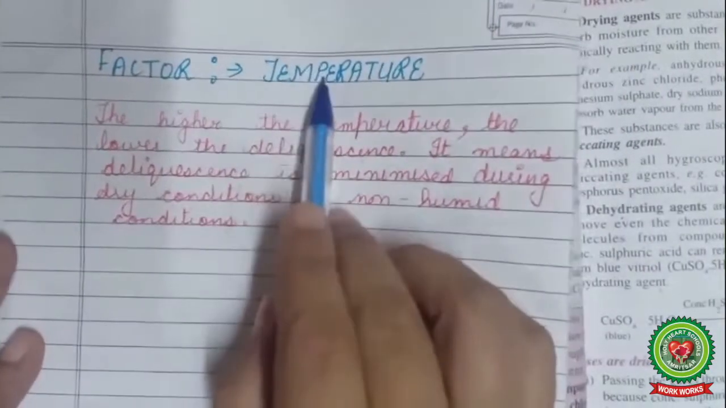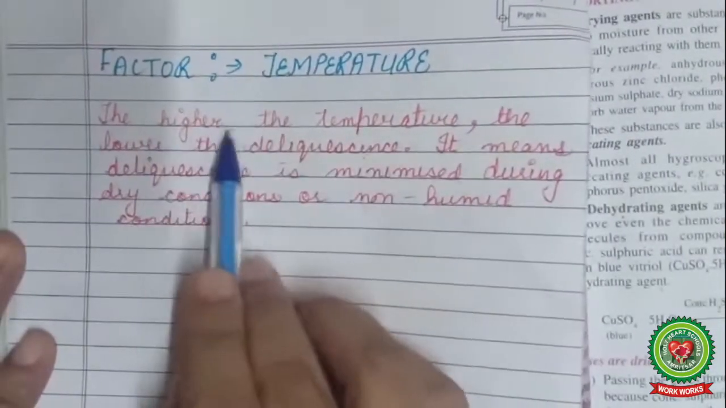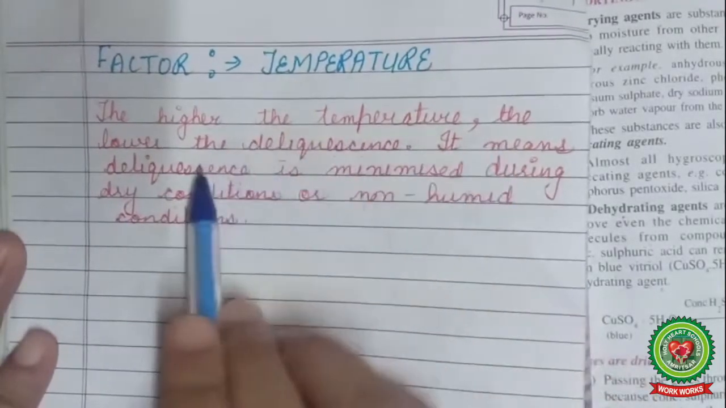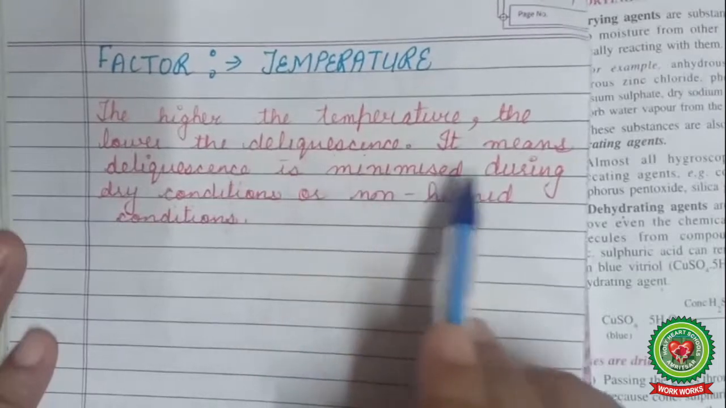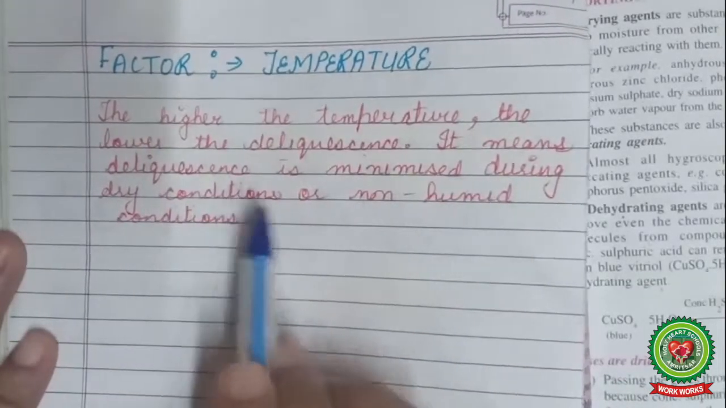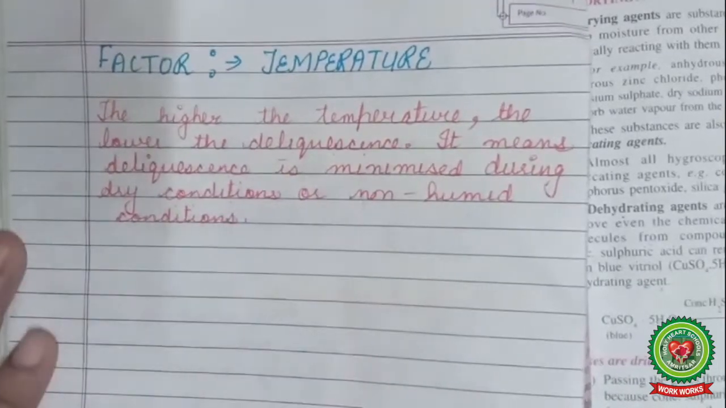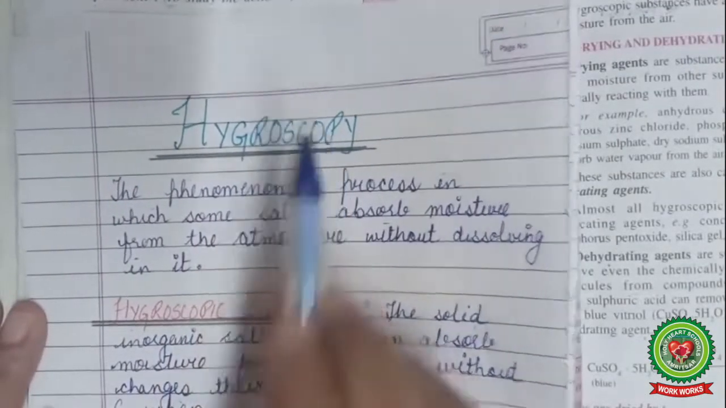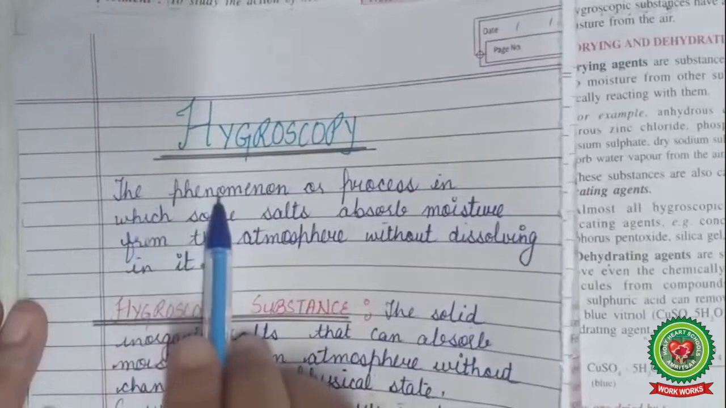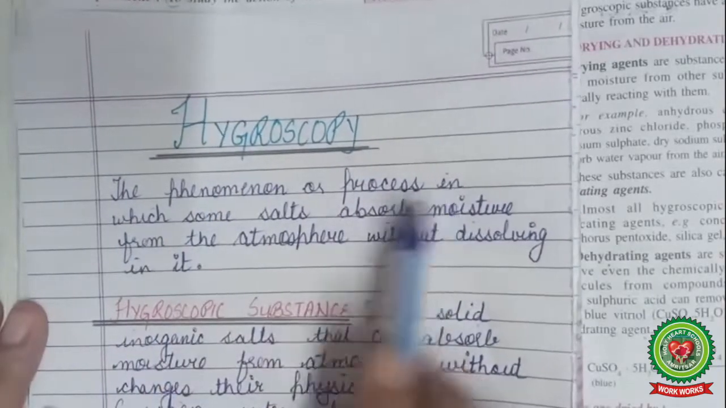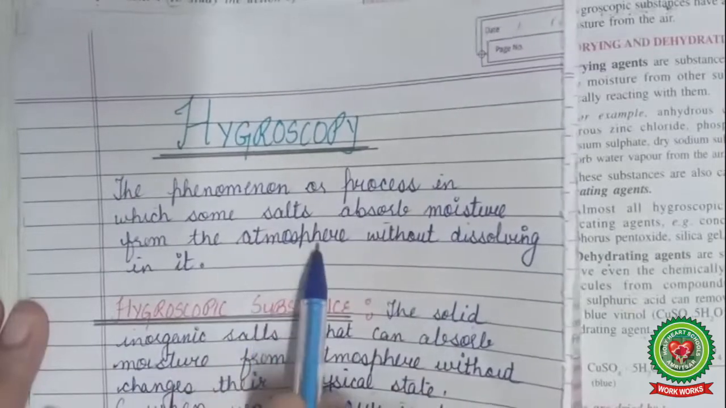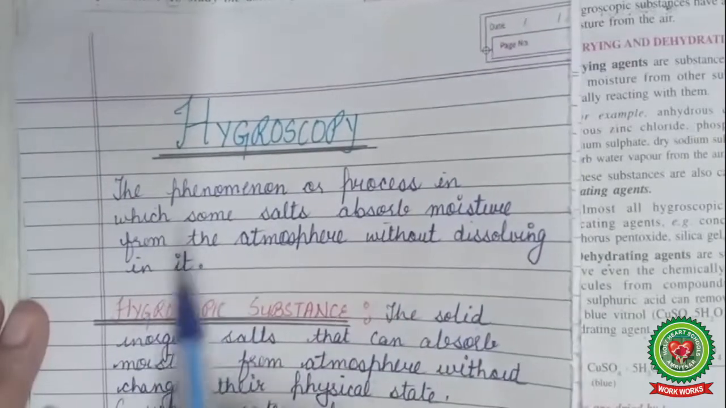Now, coming to its factor, again temperature. The higher the temperature, the lower the deliquescence. It means deliquescence is minimized during dry conditions or non-humid conditions. So let's start with the third objective, hygroscopy. Hygroscopy is the phenomenon or process in which some salts absorb moisture from the atmosphere without dissolving in it.